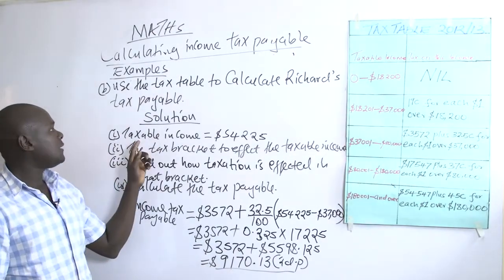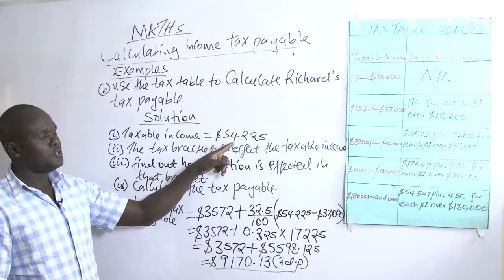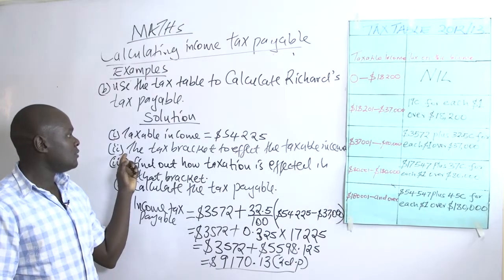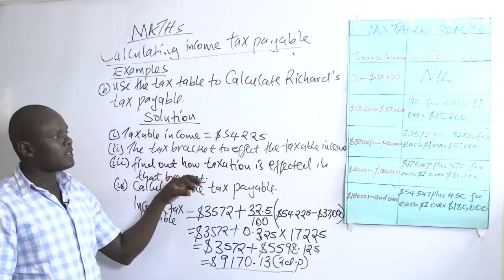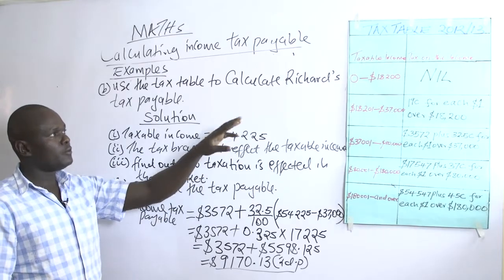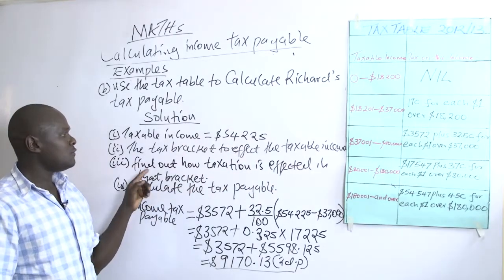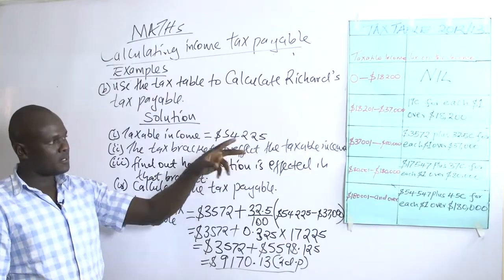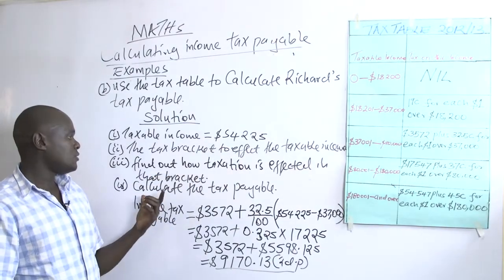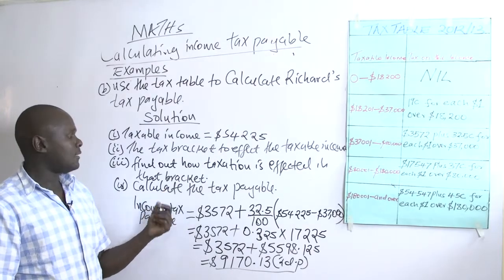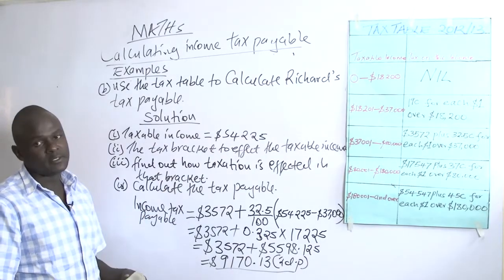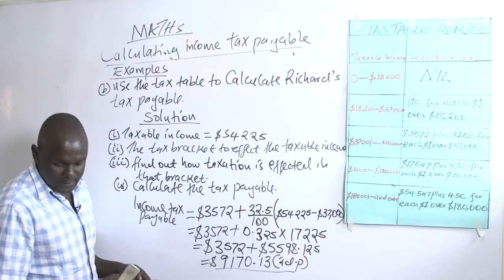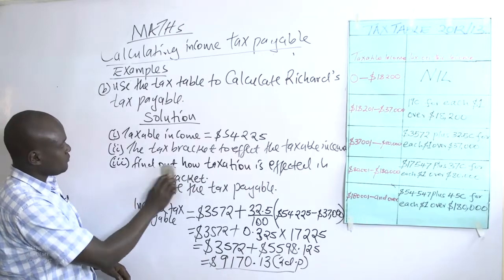We need to identify the taxable income, which we had already calculated in our first question. Then you look at the tax bracket in which the taxable income will fall within the tax table. Then you find out how taxation is effected in that particular bracket. You get that particular rule or the formula used. Then you calculate the tax payable in that particular bracket. Let us move on and look at the next question.